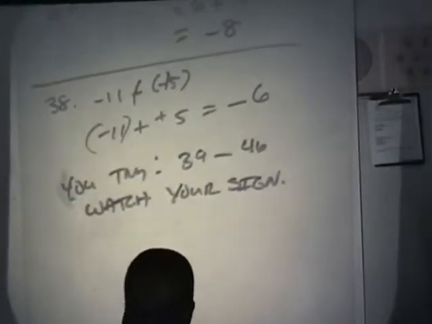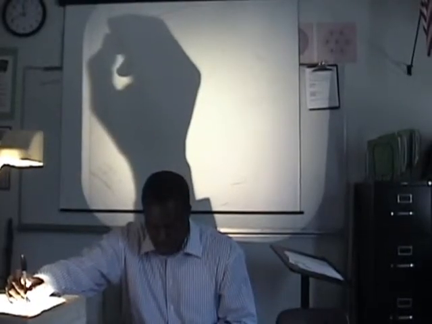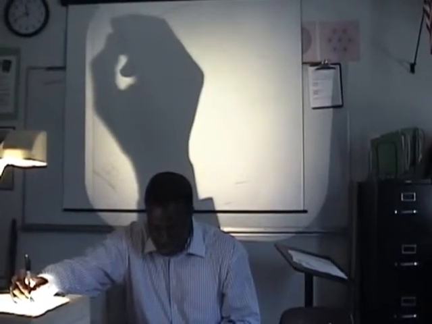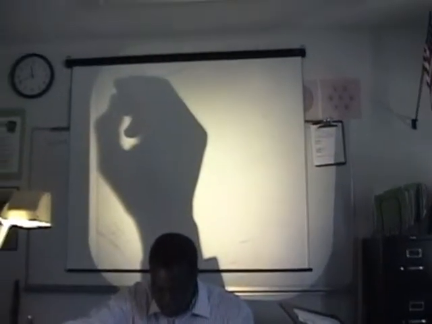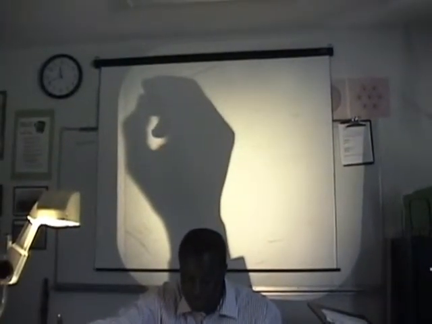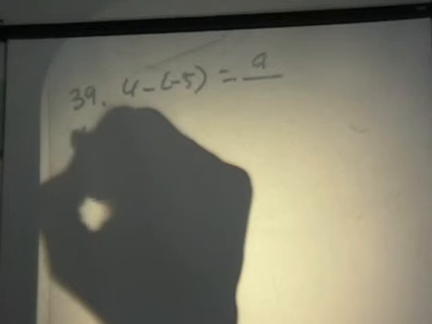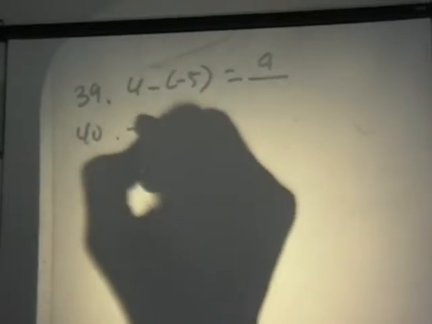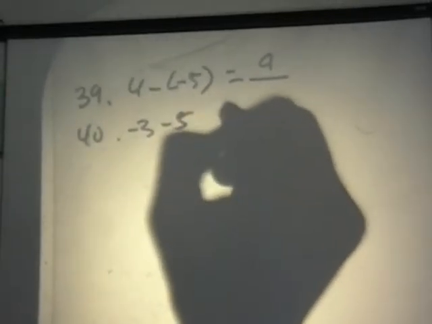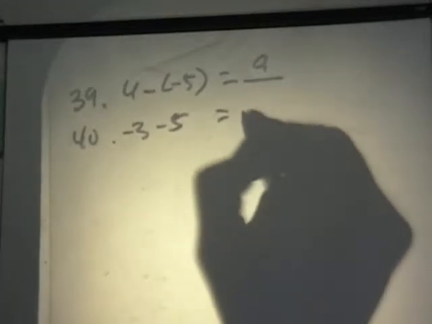Thank you. Okay. We're back now. Let's go over the answers. Okay, we had to do problems 39 through 46. Am I correct? Okay, problem 39. The answer, you should have 4 minus a negative 5. The answer, you should have 9. Problem number 40, you have negative 3 minus 5. What's the answer? You're adding 2 negatives, that should be a negative 8.